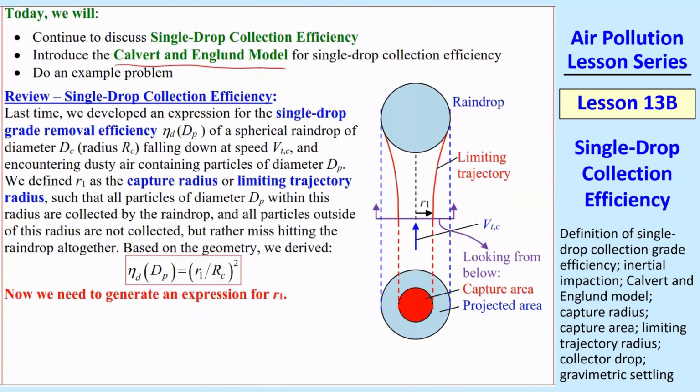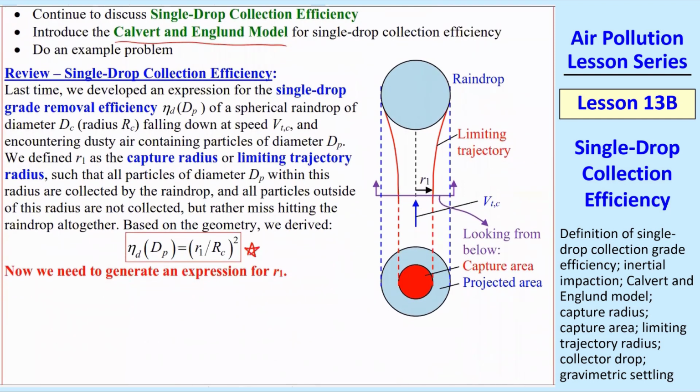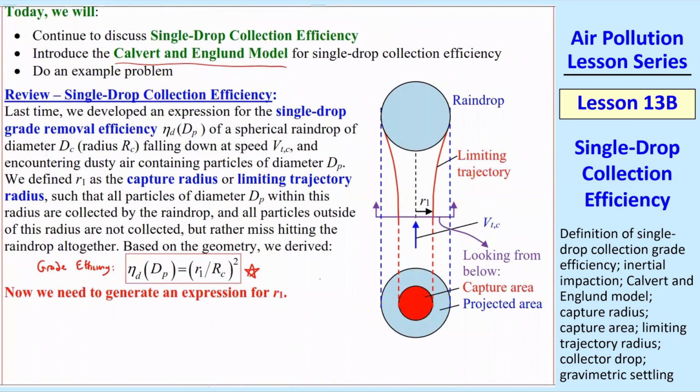So quick review, last time we got this expression for the single drop collection efficiency. The D stands for drop, and it's a grade efficiency because it's a function of particle diameter. What this R1 means is that any particle within R1 will travel up and hit the drop, from the point of view of the drop standing still. We're moving with the drop. Any particle outside of R1 will not hit the drop, but will veer off and not be collected.